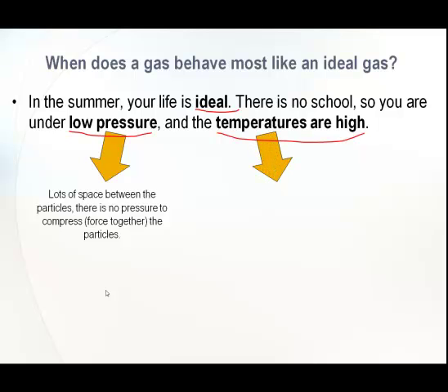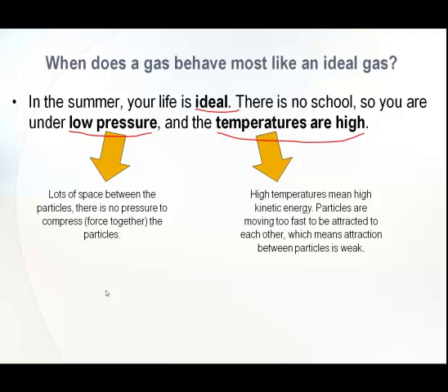When temperatures are high, this means that the particles have high kinetic energy. So those particles are moving too fast to be attracted to each other. So that means that the attraction between particles is weak. So the two big things you've got to remember about ideal gases is that there's lots of space between the particles and there is no attraction, or that attraction is very weak. Those are the conditions under which a real gas will behave ideally.